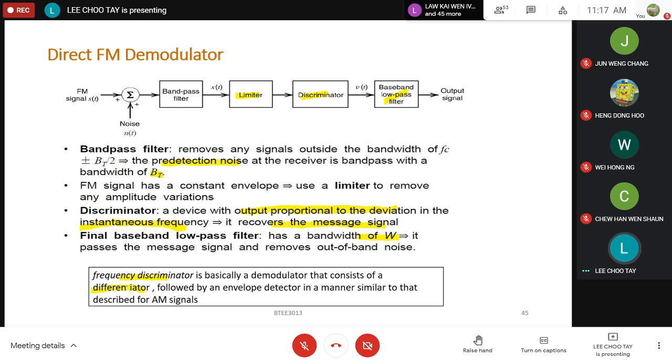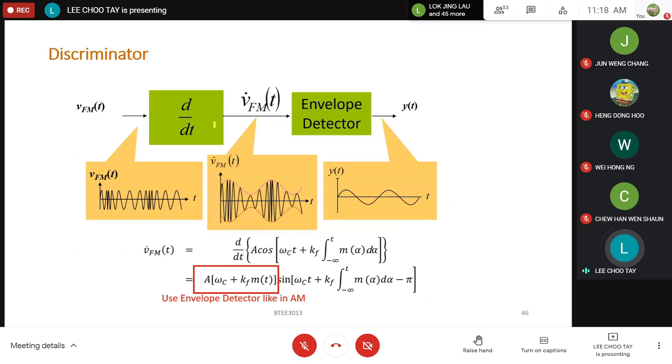And then inside this discriminator as well, there will be an envelope detector. The envelope detector is very similar to the one we actually use in the demodulation of an AM signal. Okay, so this is how a discriminator looks like. All right, so the FM signal, where it has the frequency change according to the amplitude of the message signal, all right, constant amplitude. This is the characteristic of an FM signal.